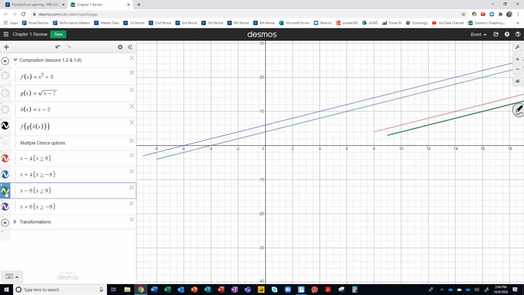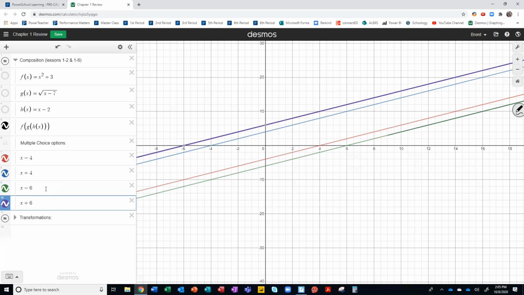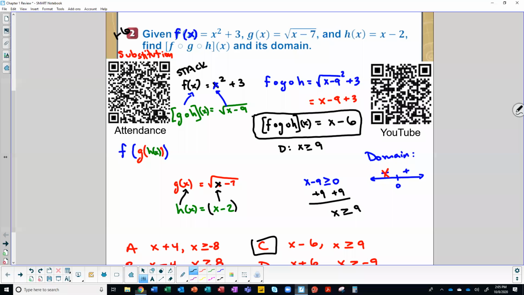Now, how do we know it's the right answer? It's right over it. This is how you do a domain restriction in Desmos. You use these squiggly brackets. But even if you didn't know that, you could still just type in the normal equations and figure out which one was supposed to be the right answer by determining which one the composition lays on top of. So the answer had to be x minus 6. And you can see that it starts at that value of 9, the x value of 9. So that's how you can get that graphically.